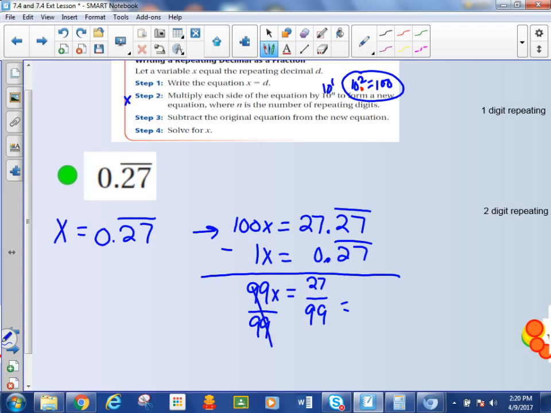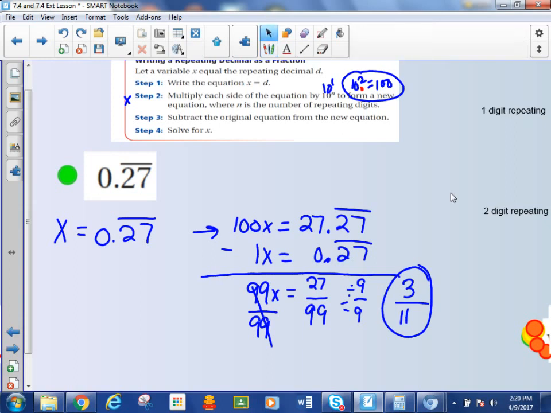Okay, so you got 27/99, which will still reduce because 9 will go into both of those numbers. So I'm going to divide top and bottom by 9 over 9. 27 divided by 9 is 3, and 99 divided by 9 is 11. You should have ended up with 3/11 on this one.